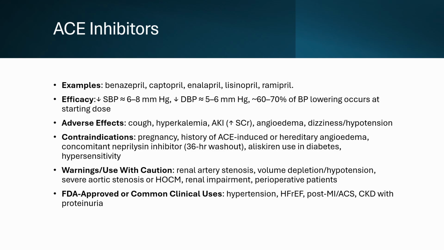In terms of efficacy, a 2025 systematic review and meta-analysis published in The Lancet showed ACE inhibitors reduced systolic blood pressure by about 6.8 millimeters of mercury and reduced diastolic blood pressure by about 5 to 6 millimeters of mercury for patients taking standard doses.